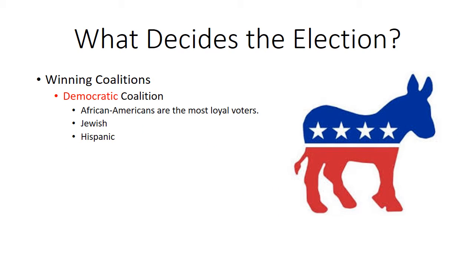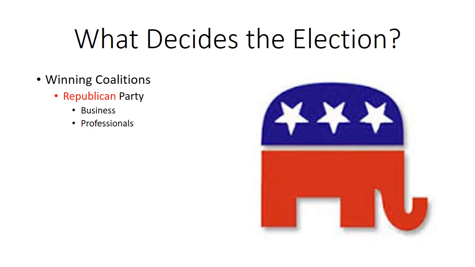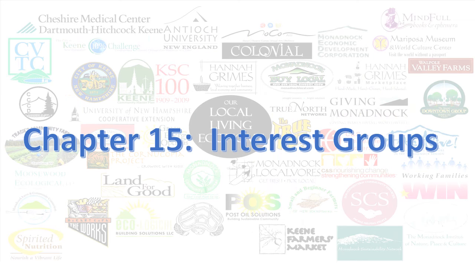Now, winning coalitions. When we look at the Democratic coalition, we generally see African Americans tend to be the most loyal voters, along with Jewish and Hispanic voters. Now remember too, Hispanic, Cubans are not included in that. Okay, remember there is one exception of the Hispanics that actually vote Republican. Okay, Republican Party, we generally see businesses and professionals tend to cling together with the Republican Party.